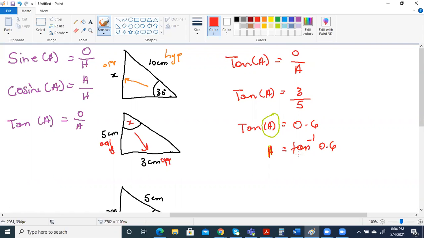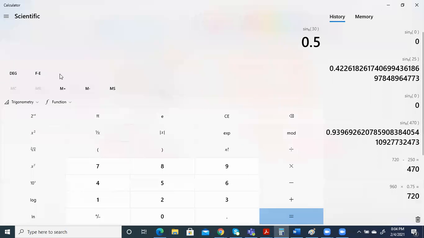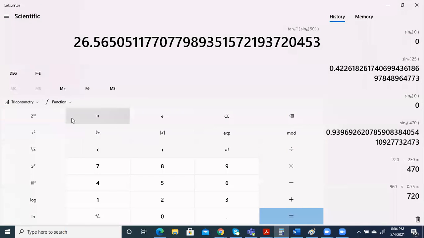Now, on your calculator, you press the same button, which is tan, but before you press the same button, you'd have to press shift, depending on your calculator, or second function first. So you press shift or second function, and then you press the number. Let me bring up my calculator again. So I'm going to touch second function, and you will see the inverses pop up, and then you'll have tan -1.